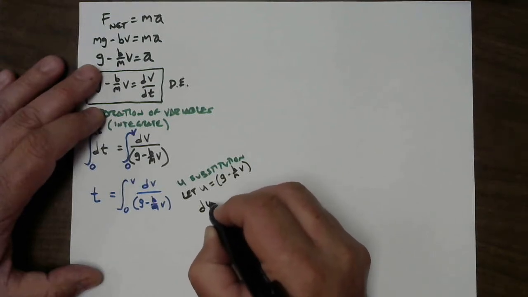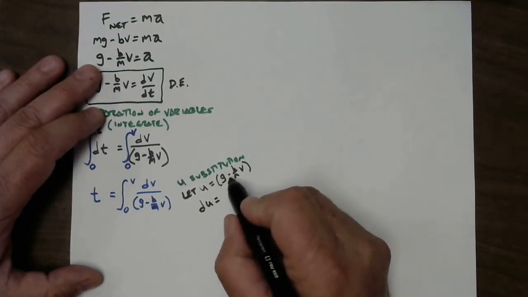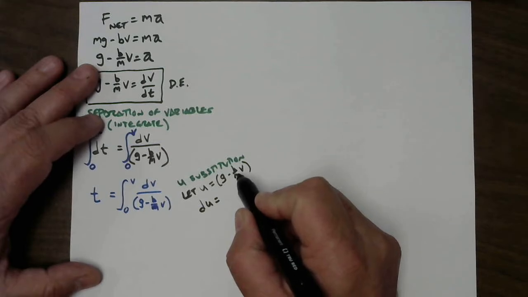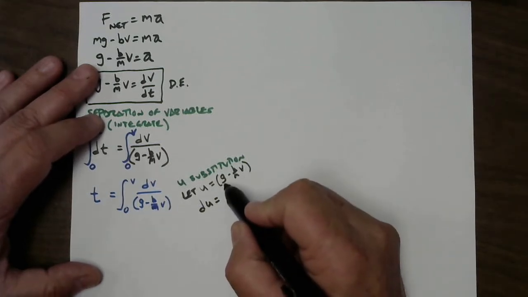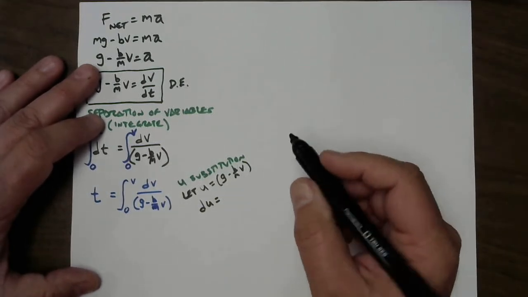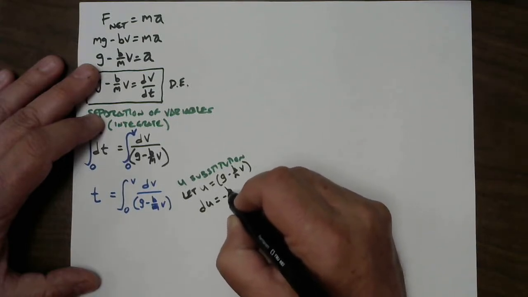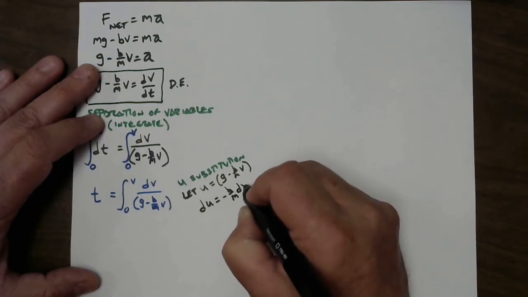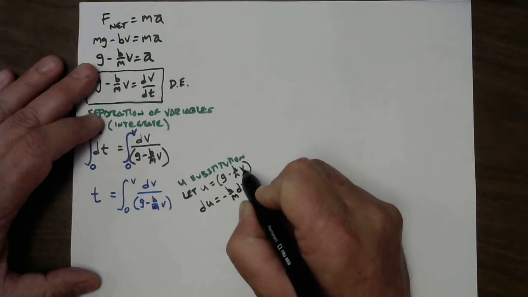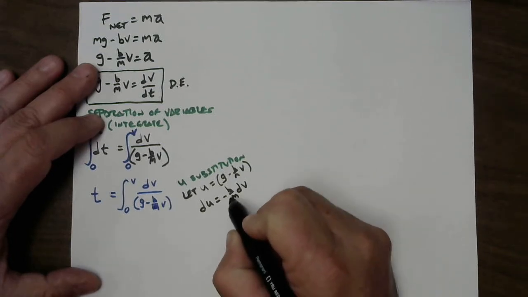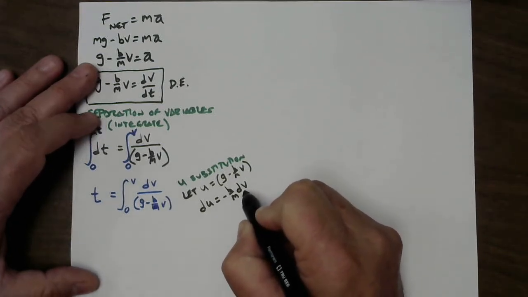So du, a wiggle in u, we take the derivative of this to find out what a wiggle in v looks like. Well, g doesn't have any v on it, so its derivative is 0. And so we have a minus b over m dv. So we have a constant times the wiggle in v. So a wiggle in u is a negative constant times a wiggle in v.